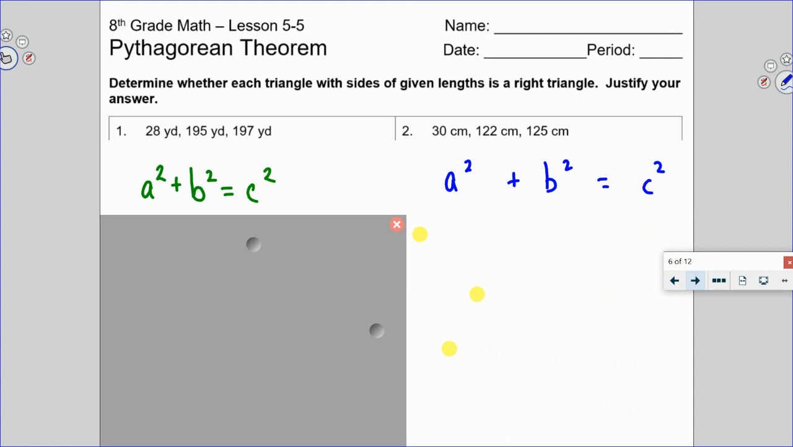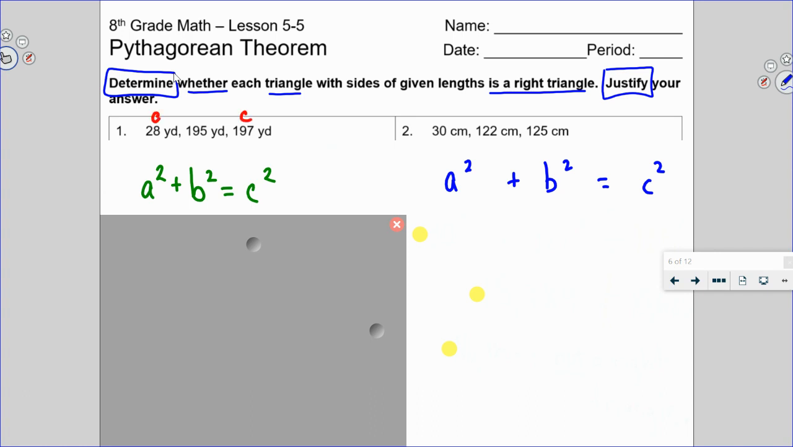All right, we're going to go ahead into some homework here. The directions at the top do say determine whether or not each triangle with the sides of the given lengths is a right triangle. And justify. We've got to give some evidence. So we can't just say yes or no. I mean, we're going to guess it and get that right half the time, right? So I'm going to write down a squared plus b squared equals c squared, where c is the longest edge.